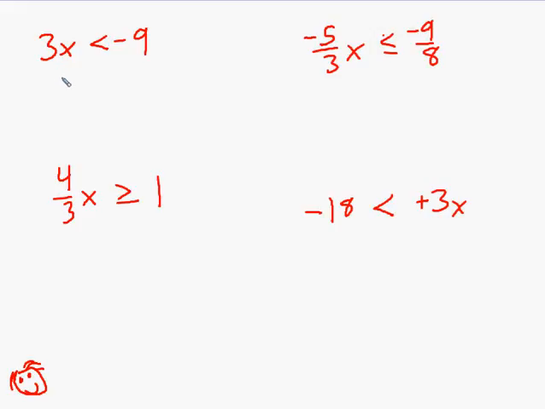Okay, what do we do on the first one, Austin? I'm asking you. You divide it by 3. Mr. K, my answer is negative, so I flip it, right? No. I did not multiply or divide by a negative. Okay, I'll let you work on the next one.